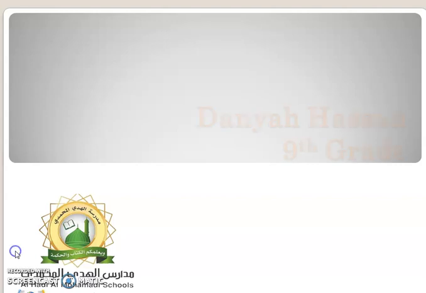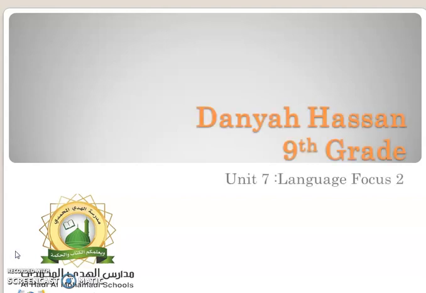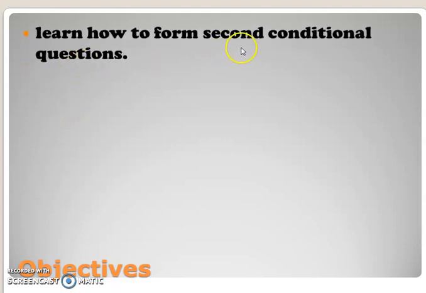In this video we're going to have language focus 2 in your student book pages 79 and 105, and in your workbook page 70. Today we have one objective, which is to learn how to form second conditional questions. Last time we had negative and affirmative forms for the second conditional sentences. Today we're going to learn the interrogative form, or how to form second conditional questions.